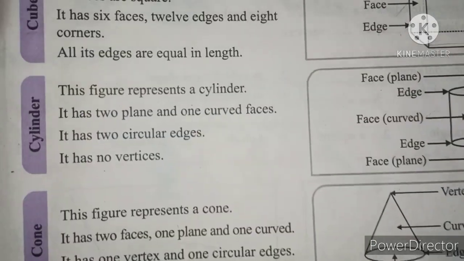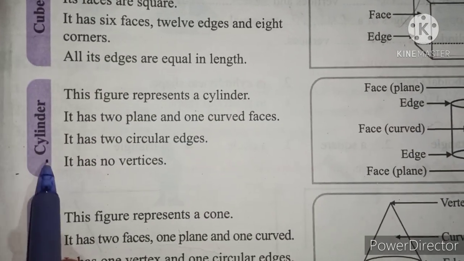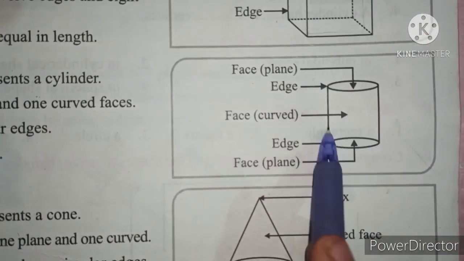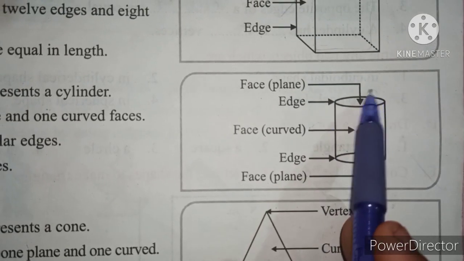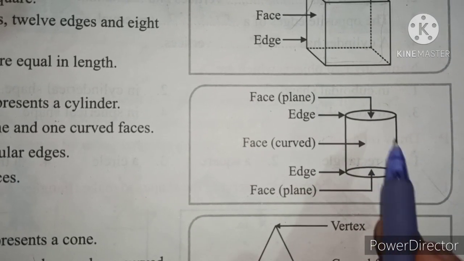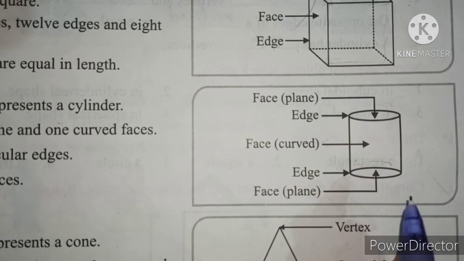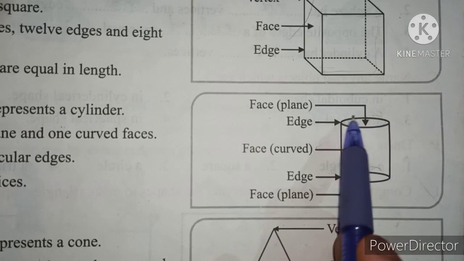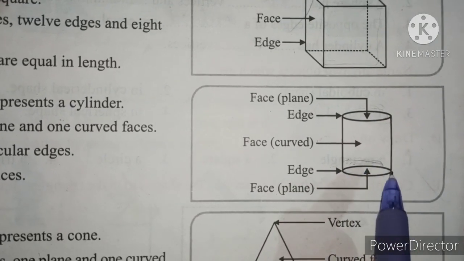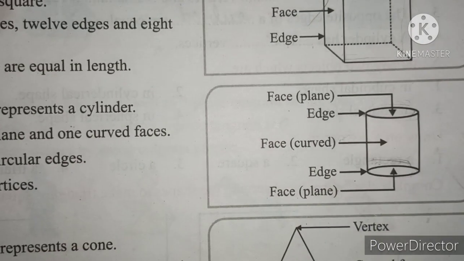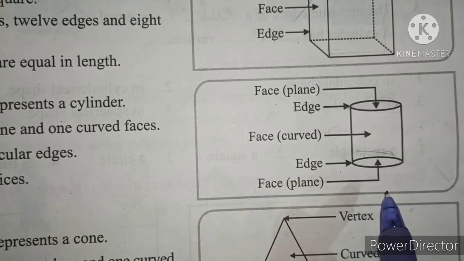Now next topic is cylinder. Look here, this figure represents a cylinder. It has 2 plane and 1 curved faces. It has 2 circular edges, up and down. It has no vertices.